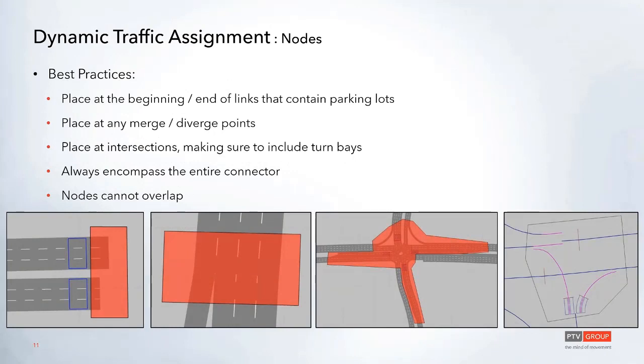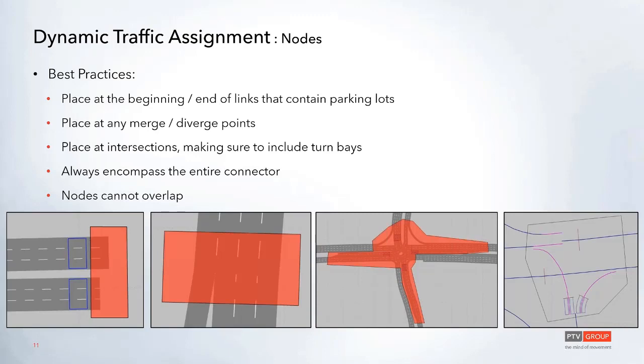So some of the best practices for drawing these nodes. First off, all of the nodes will need to be placed at any location that vehicles will be entering or exiting the network. And we'll talk more about that when we get into the parking lots. And then again, these should also be placed at any merge or diverge points, and also at any intersections, making sure that the entire turn bay is actually encompassed within that node.